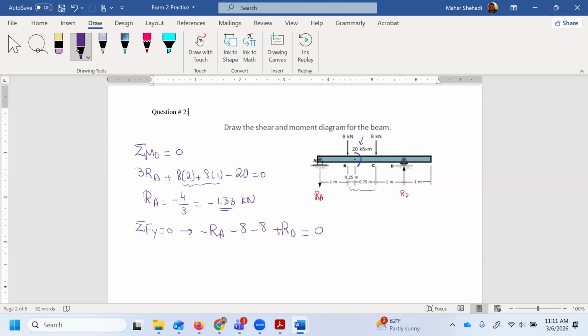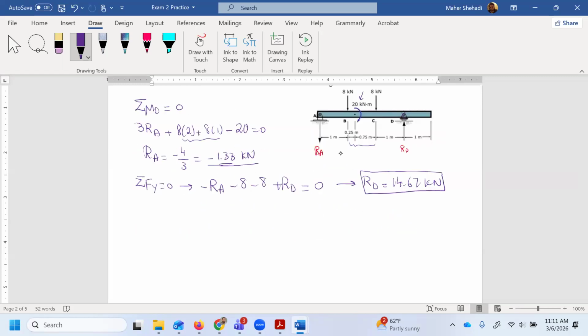Plug that RA, so it would be plus 1.33. Take all the numbers to the other side, so it would be 16 minus 1.33, or 14.67 kilonewton. Again, I'm skipping the steps. You can do it. We've done a lot of these, actually, not just a couple. All right, so now I'm good to start plotting the shear diagram.